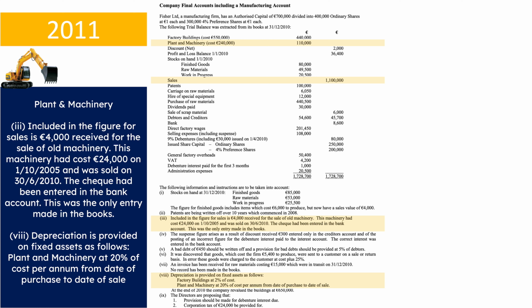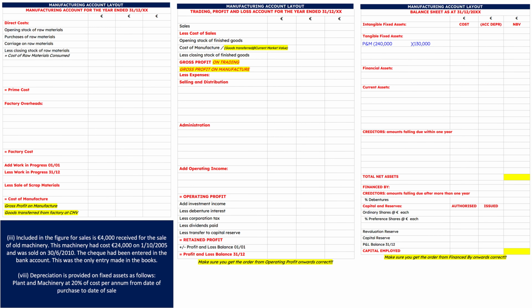Okay, then note 8, depreciation is provided on fixed assets as follows: plant and machinery at 20% of cost per annum from date of purchase to date of sale. So the first thing that we'll do then is we will fix the figure for sales. They put the proceeds from the sale of plant and machinery into sales, which, as you know, is completely wrong. So from the trial balance figure of sales, we'll take the 4,000 away there.